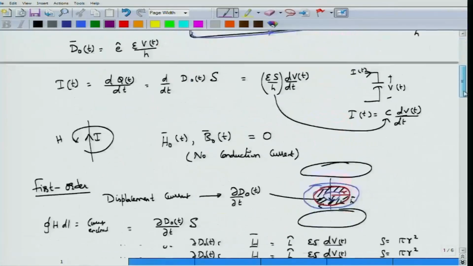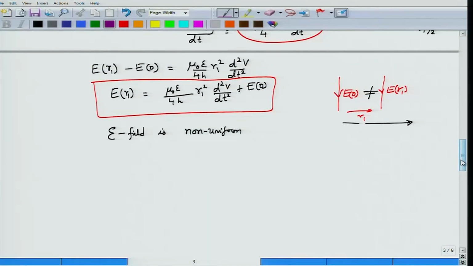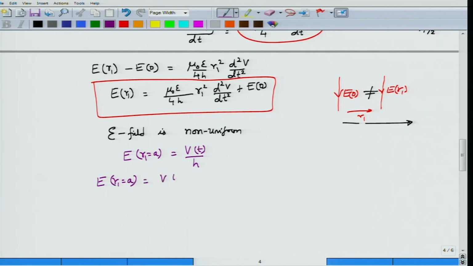So, now I already know how to obtain E of r 1. If I substitute r 1 equal to A, then the total electric field must be equal to V of t by h, correct. So, indeed the condition is that E at r 1 equal to A must be equal to V of t by h, correct. So, this will enable us to find out the electric field. We will write down E at r 1 equal to A, which is basically V of t by h, that must be equal to E of 0. This will actually enable us to find E of 0.